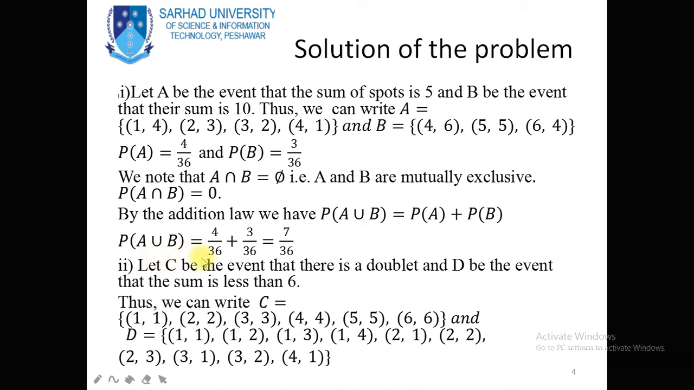Now another part for this problem: let C be the event that there is a doublet, and D be the event that the sum is less than 6. So for the event C, the outcomes are (1,1), (2,2), (3,3), (4,4), (5,5), (6,6). C is the event that there is a doublet, and now D is the event that the sum is less than 6. So the D event contains these outcomes: (1,1), (1,2), (1,3), (1,4), (2,1), (2,2), (2,3), (3,1), (3,2), and (4,1).